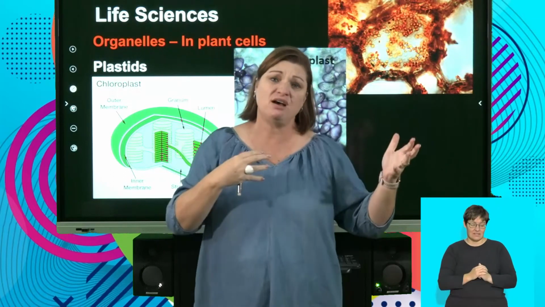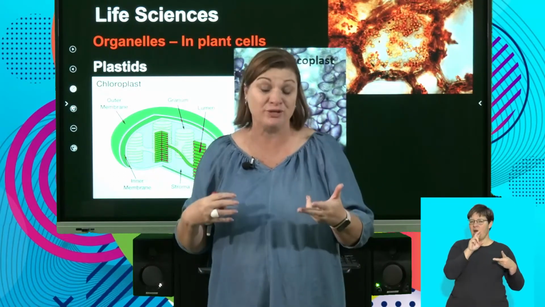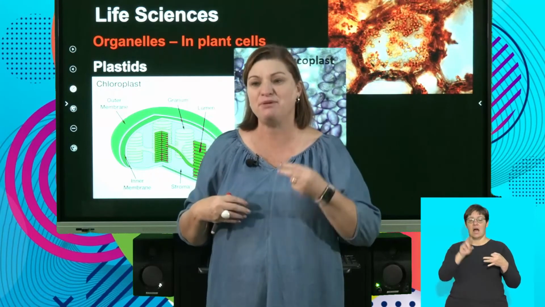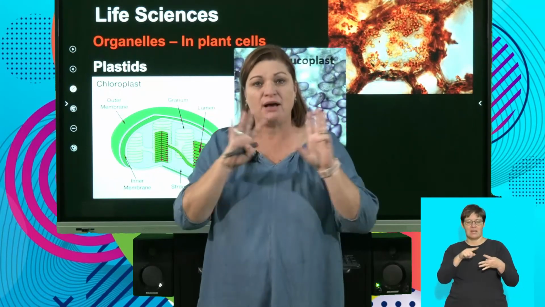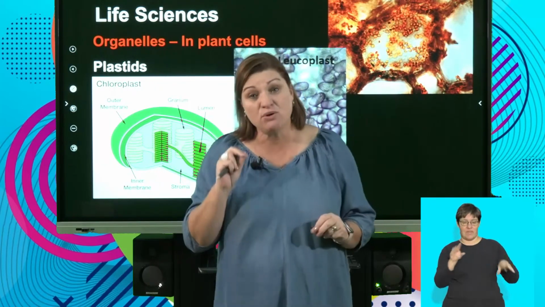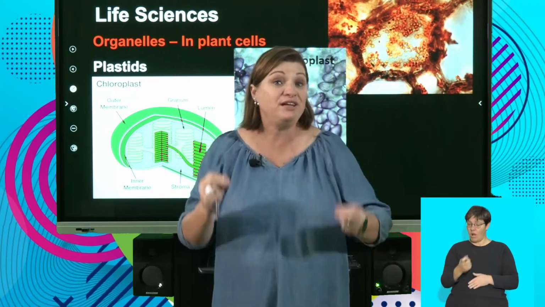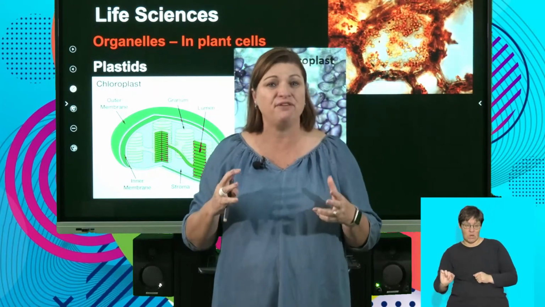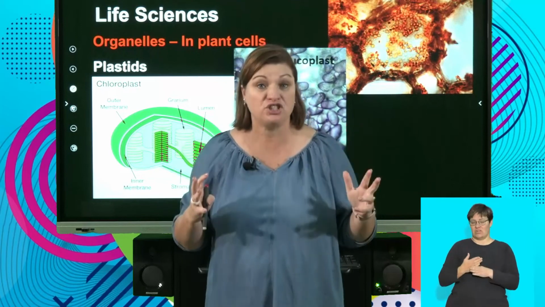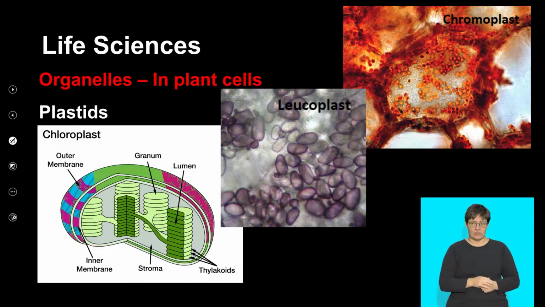And we looked at last time, as I said, the nucleus, the endoplasmic reticulum, the ribosomes, and the Golgi body. Now, plant and animal cells all have those. Now, some organelles we're going to find are only found in a plant cell or have a much greater function in a plant cell. And the first one that we're going to look at is these plastids. Now, what on earth is a plastid?